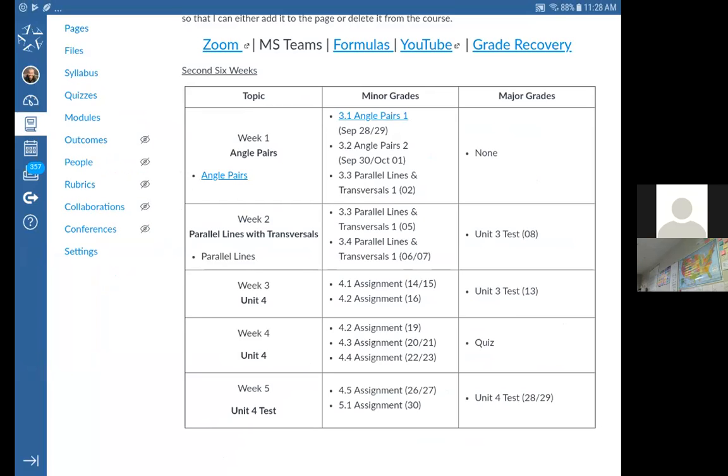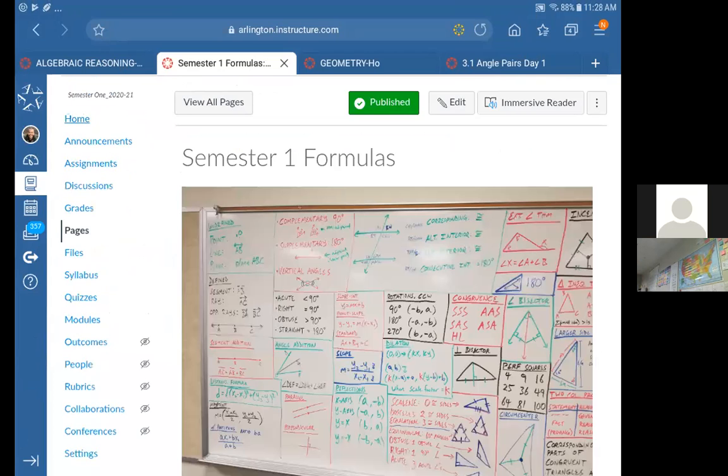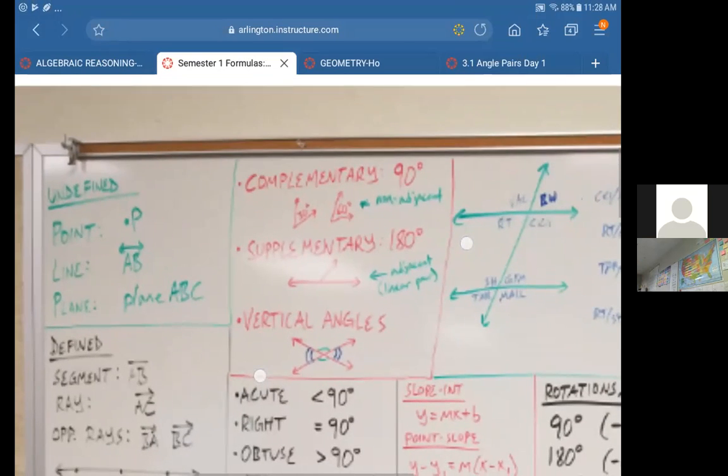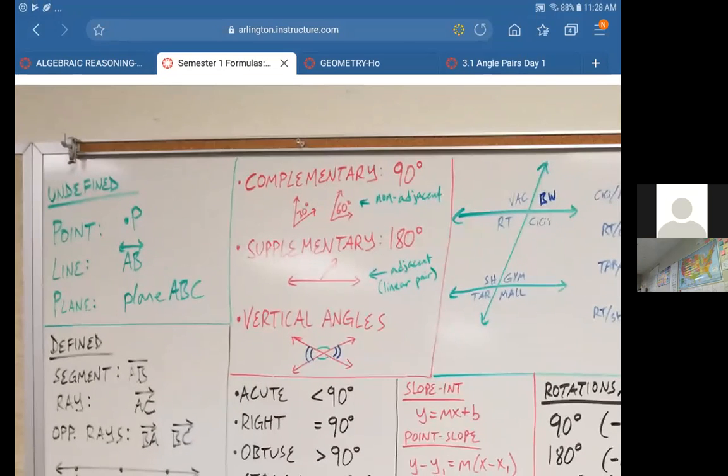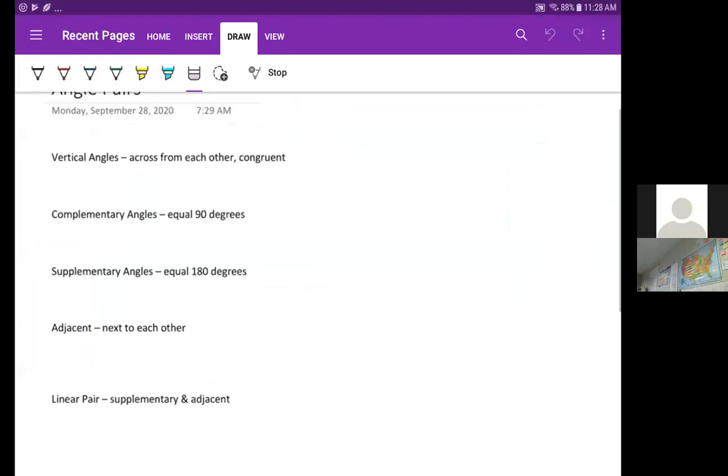So we're going to focus on these things here. Those of you at home also have the formulas on this formula page, which are these right here. So if you want that on your own screen, you have that available. These are the things we're talking about: vertical angles, complementary angles, supplementary angles, adjacent angles, and then linear pairs.